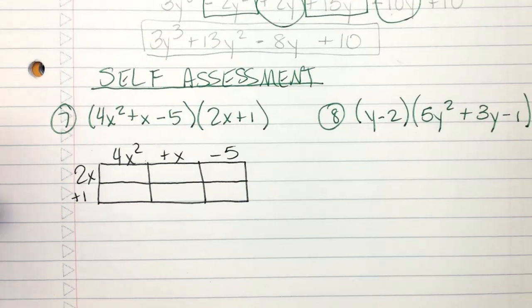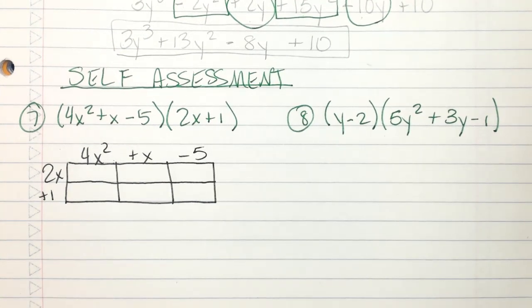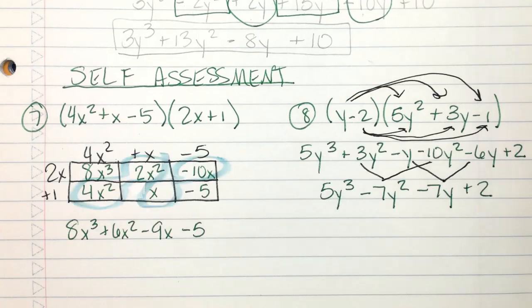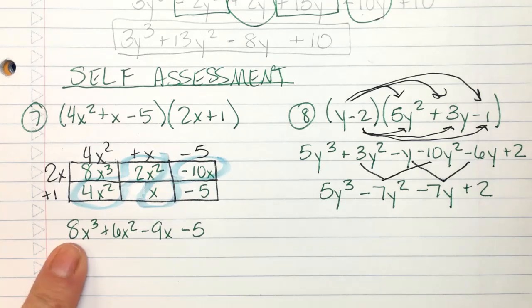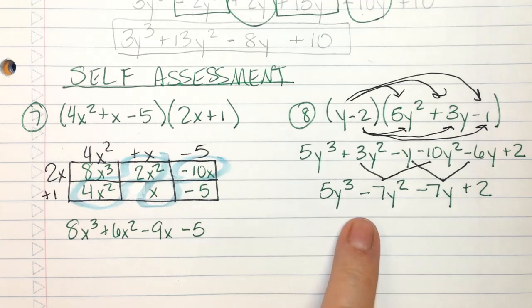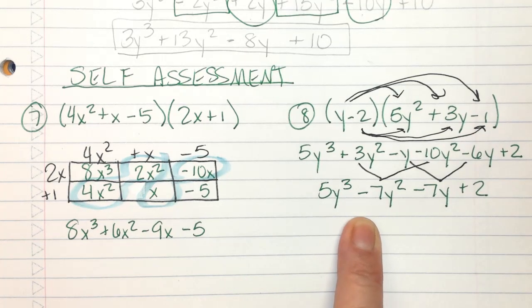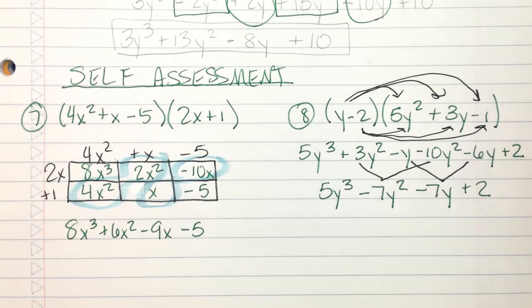Okay, so if you haven't started yet, if you were unsure about your box, it should be set up this way. If you set it up that way, then you are good. If you need to continue to work on this, please pause the video and continue to work on it. Okay, so hopefully you gave those a try, and you should have gotten these answers here. So 8x cubed plus 6x squared minus 9x minus 5. And then for this one, 5y cubed minus 7y squared minus 7y plus 2. So I did vertical and horizontal just in case you decided to try that.